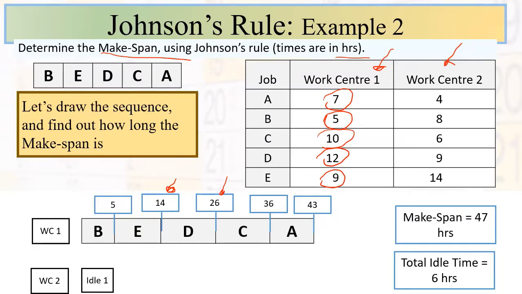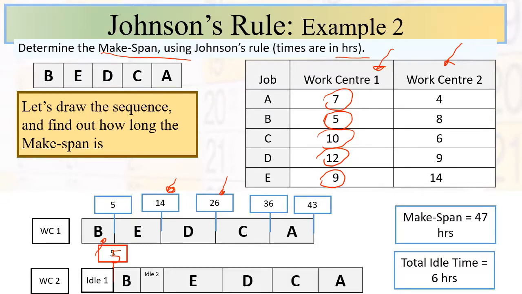Now, very important, when we go to work center 2, work center 2 cannot start B until B is done in work center 1. So it's going to wait till the 5th hour to start because it's waiting for B. And then we're going to schedule B, now using the times from the second work center. So B happens to be 8. 5 plus 8 is equal to 13.